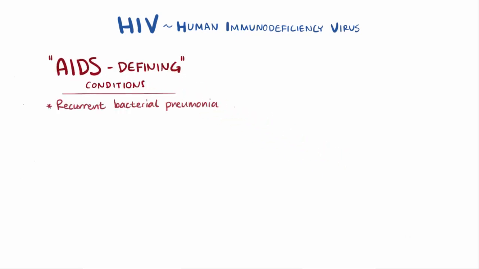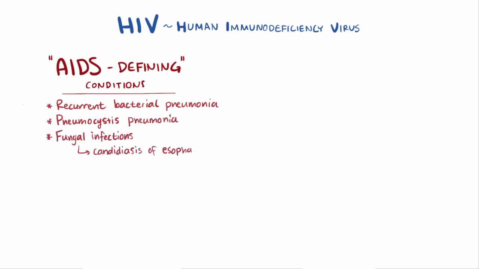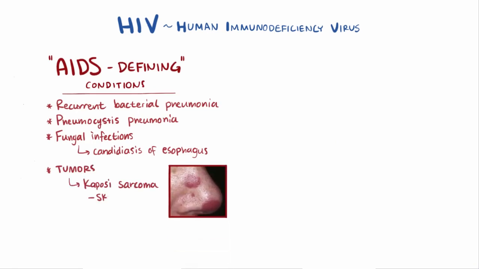Certain conditions start to develop that are said to be AIDS-defining, such as recurrent bacterial pneumonia, pneumocystis pneumonia, and fungal infections like candidiasis of the esophagus. Other conditions include certain tumors and malignancies like Kaposi sarcoma, which causes lesions on the skin and other soft tissue, and primary lymphoma of the brain.